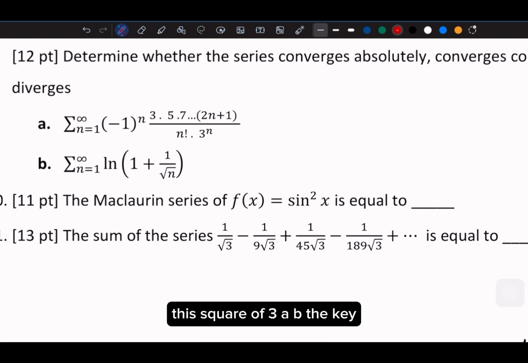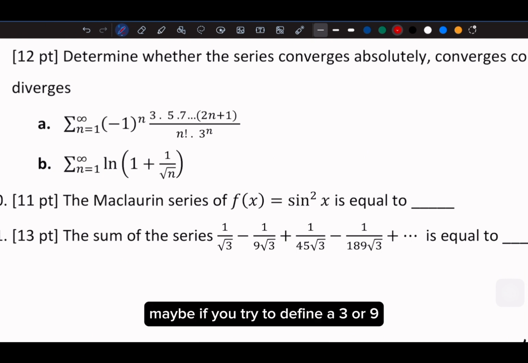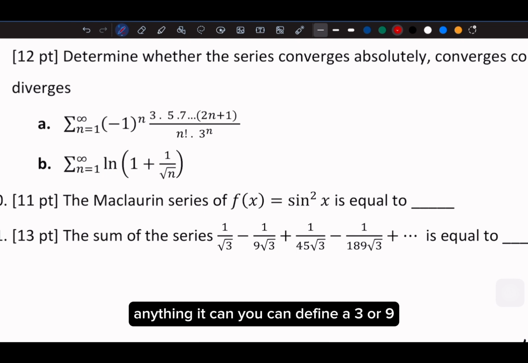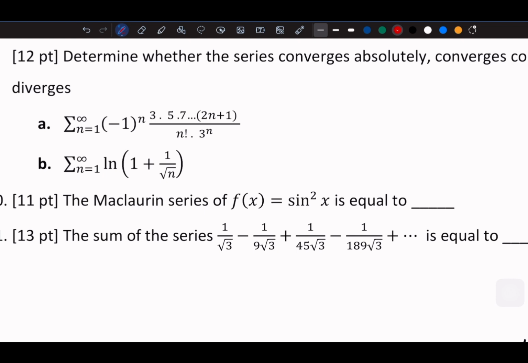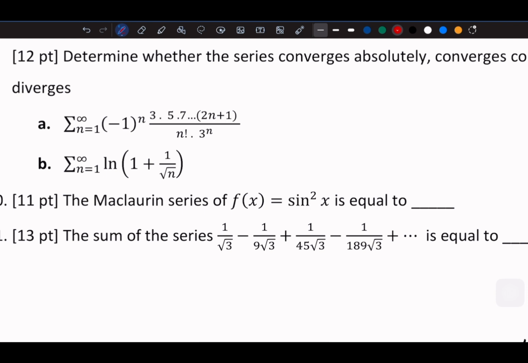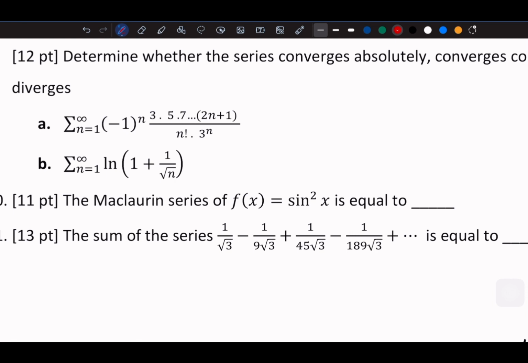This square root of 3 may be the key. And then for the 189, maybe if you try to divide by 3 or 9, can it be? It can, right? You can divide it by 3 or 9. So maybe you can find something. And then adding the alternate, you can add -1 with a power, right? To get an alternating series.